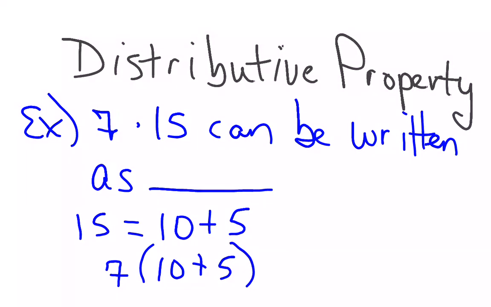That's how the distributive property looks. So we have some sort of parentheses with a couple different numbers or variables in there. And we have a number on the outside of the parentheses that needs to be multiplied to everything on the inside. And that's where we're distributing of that number.